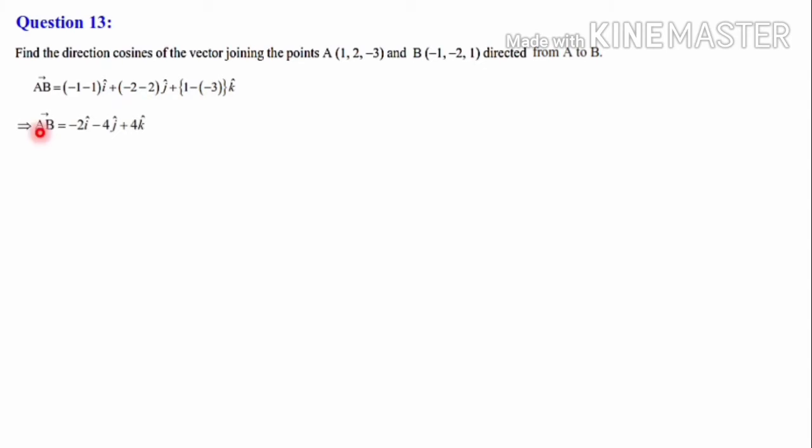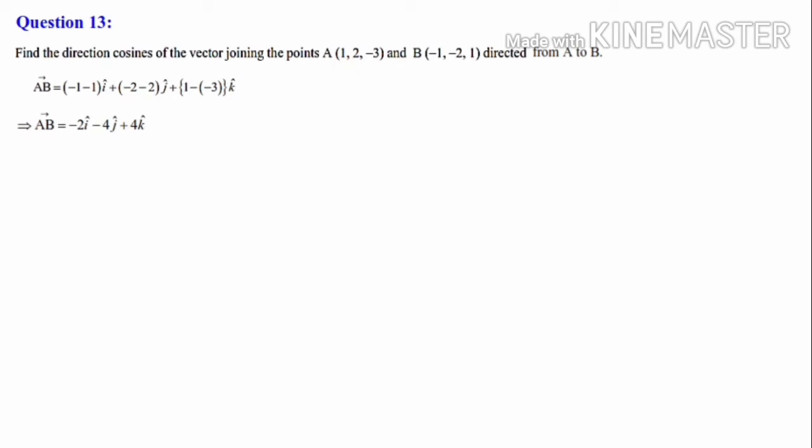Let's simplify it. Vector AB is equal to minus 1 minus 1, which is minus 2 i cap. Then minus 2 minus 2 is minus 4 into j cap, that is minus 4 j cap. Here 1 minus minus 3 is plus 3, that is 1 plus 3 is 4, so 4 k cap. So we have got vector AB as minus 2 i cap minus 4 j cap plus 4 k cap. We have to find the DCs of the vector joining the points A and B.